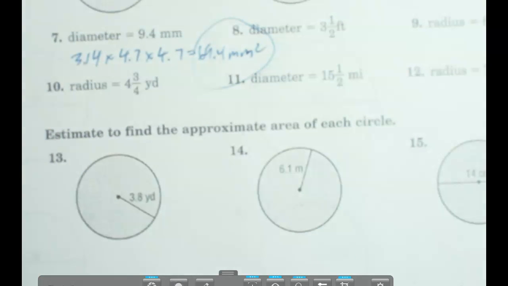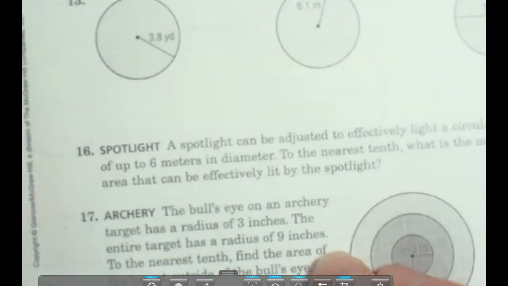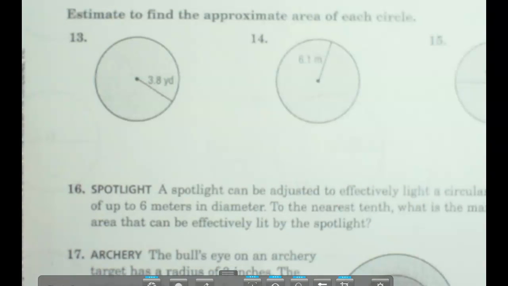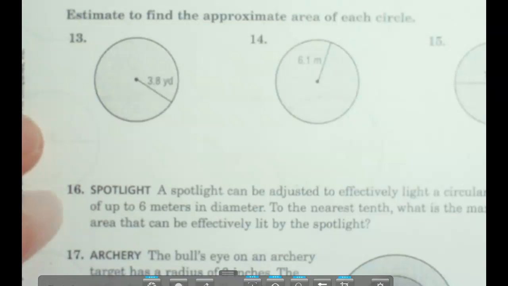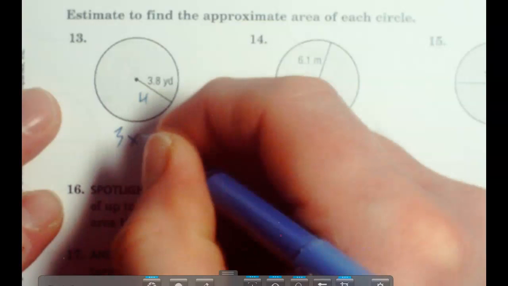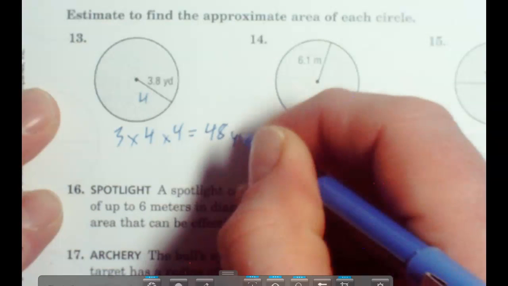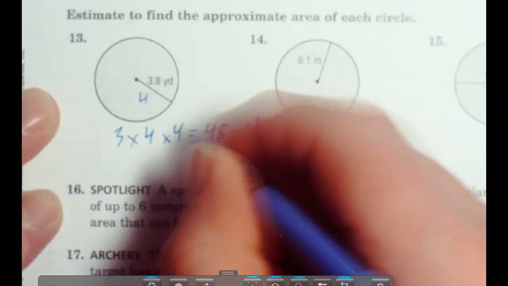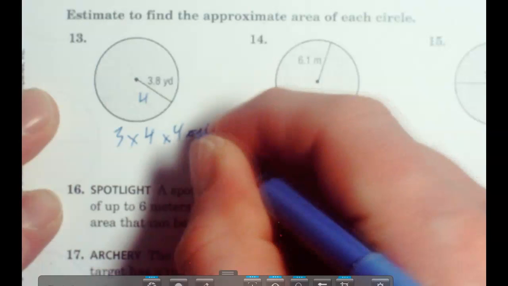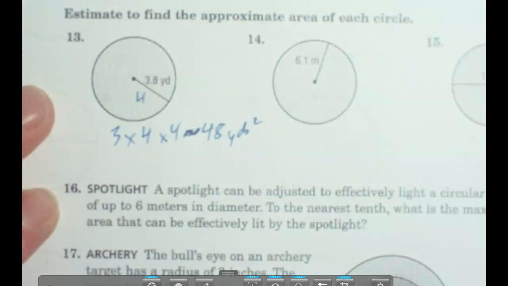All right, now let's just do a little estimating for the area. This is what I'm always doing when I'm looking at pizzas at restaurants, trying to see what's the best value. I estimate the area of the pizza. So I could estimate this at 4 yards. So this could be 3 times 4 times 4, or roughly 48 yards squared. I'm just going to put the little approximate sign. Yeah, I just approximated that. I could have done 3 times 16, because that's what 3 times 4 times 4 is.